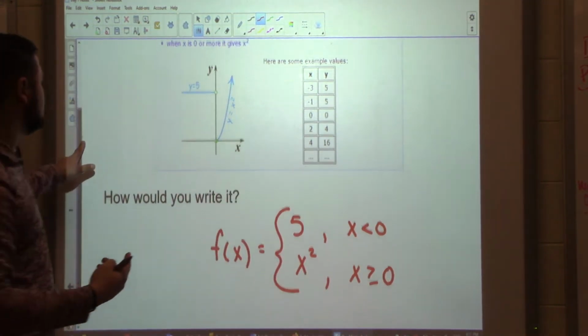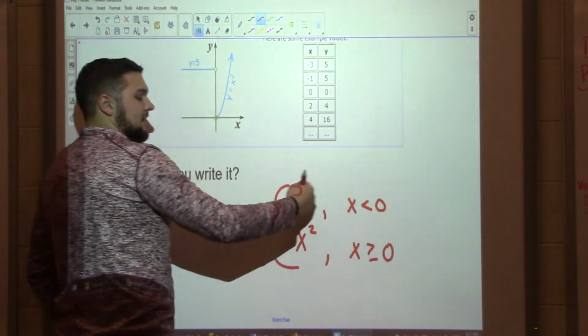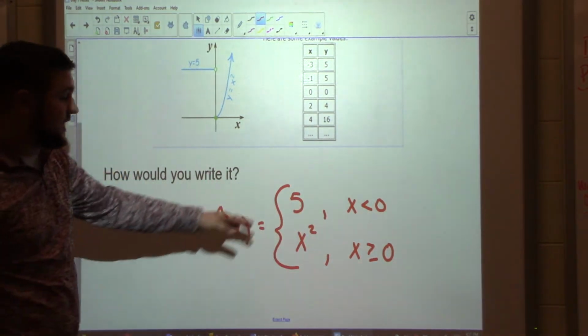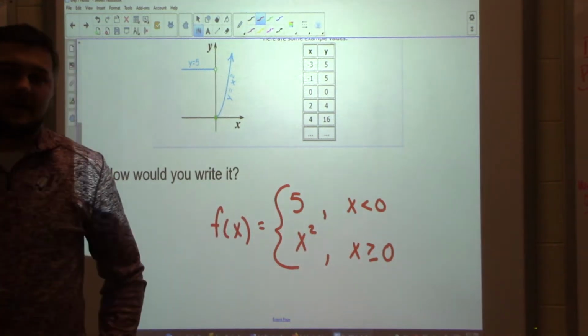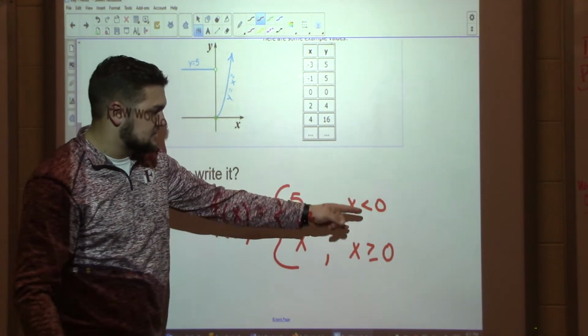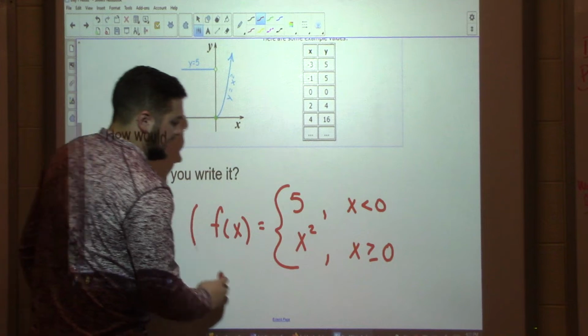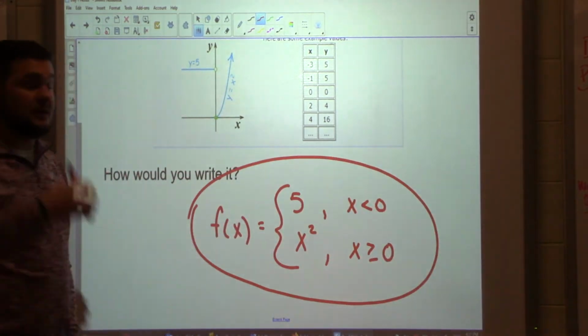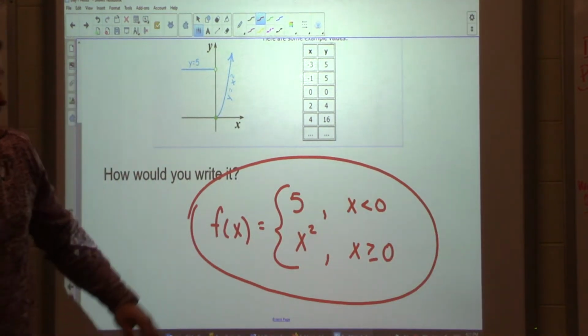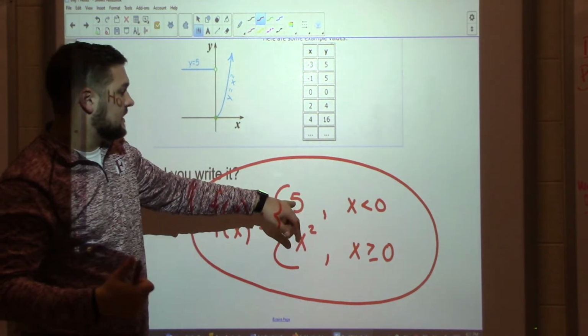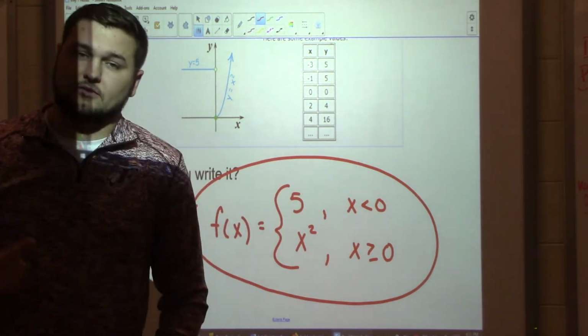So notice I'm listing both the restriction on x and the function it gives. So y equals 5 or y equals x squared, and I'm matching them up. I'm not putting them in opposite spots. That is all I need to write for my function. We need the restriction on x, so less than 0. We need what our function is then. It's y equals 5, or f of x equals 5.